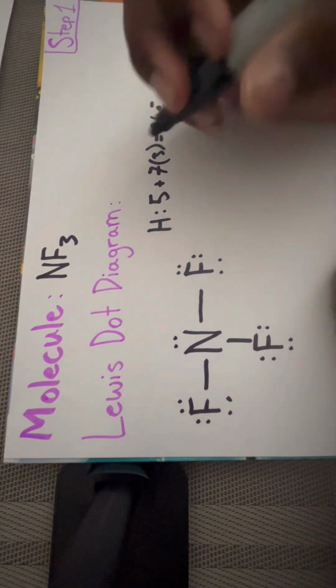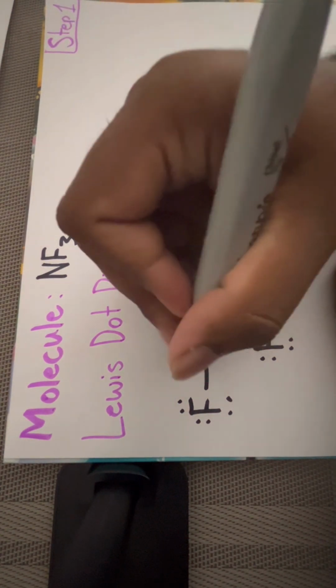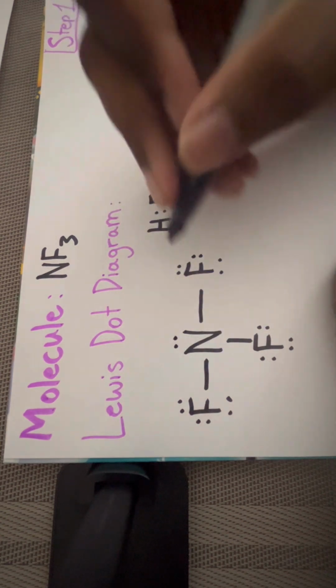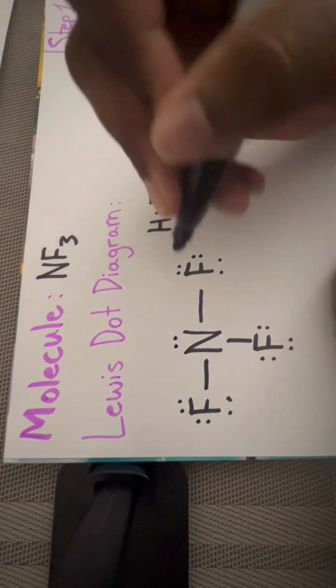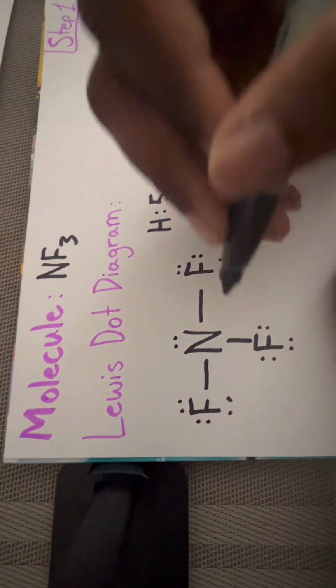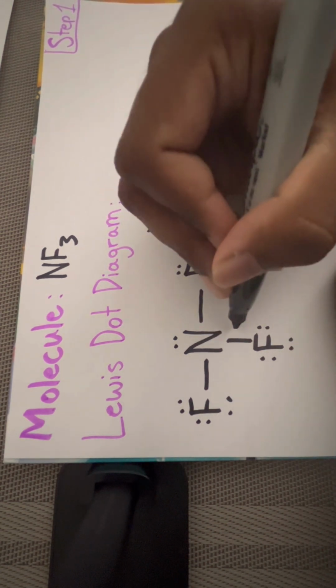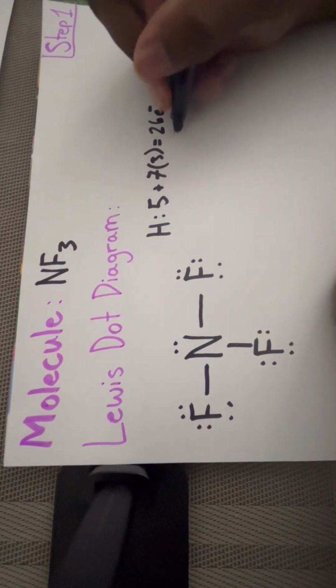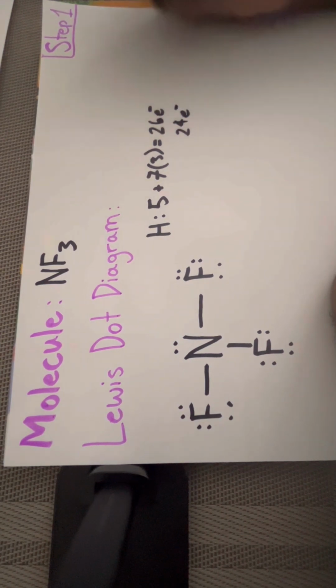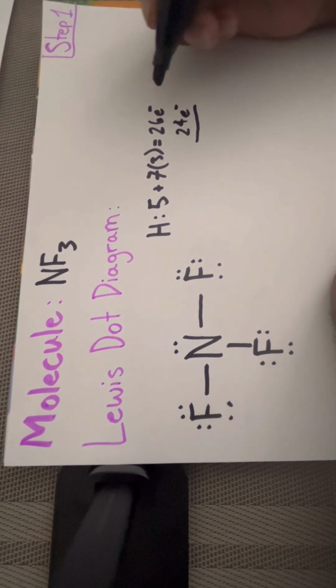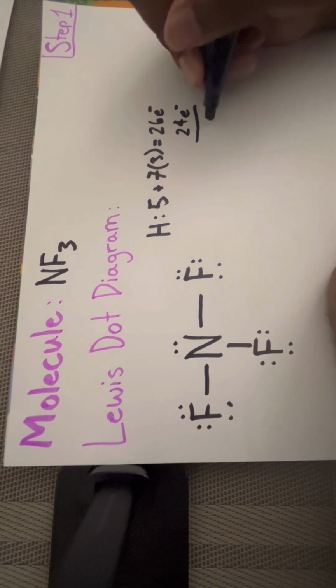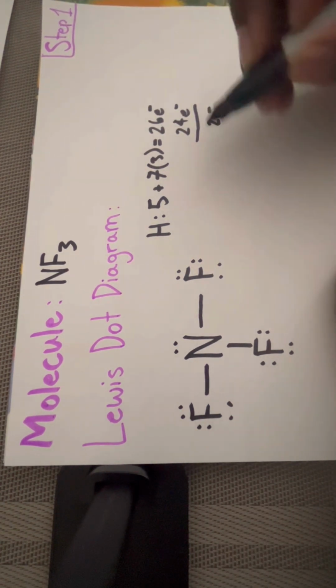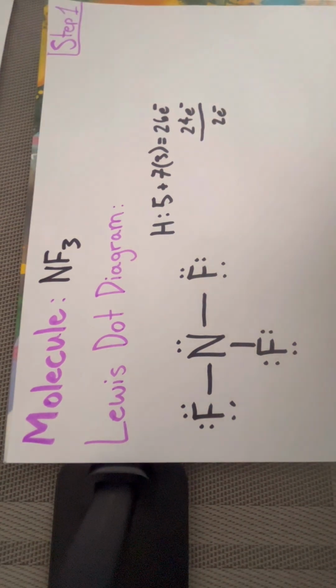Now, mathematically, without these 6 electrons here, on our surrounding atoms we'll have 6 electrons. 6 times 3 is 18. 18 plus 2 plus 2 plus 2, which is 6. So 18 plus 6 would be 24. And as you can see, 26 minus 24 gives us 2 electrons. And that's what gave us this lone pair. So that is our Lewis dot diagram for nitrogen trifluoride.